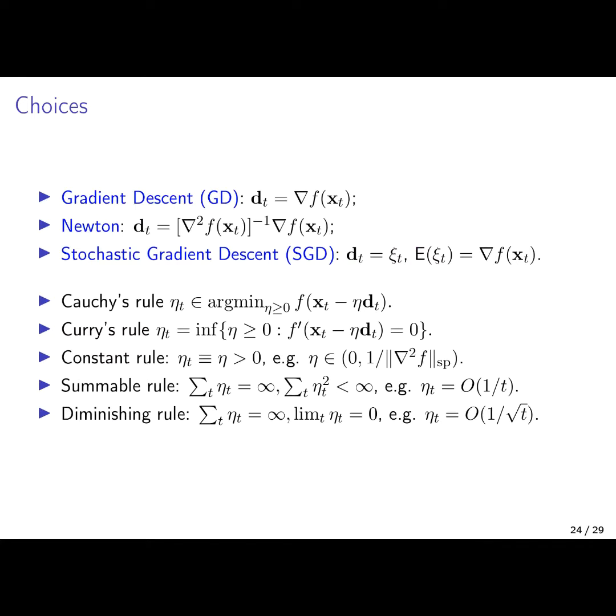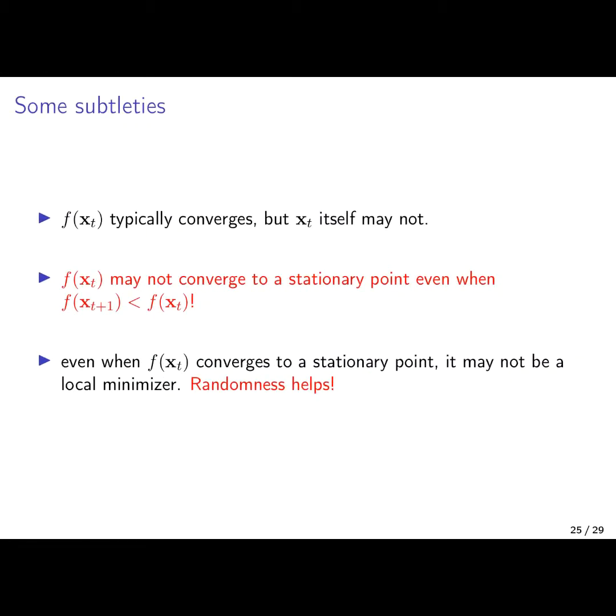Okay, there are also a variety of ways to choose the step size. So I'm not going to give you details here. Next time, we're going to analyze one or two of these rules. Okay. All right. So some subtleties about the gradient descent algorithm. We have examples in the notes, so you can actually check. So the function value f of x_t typically will converge under very mild assumptions. But the iterate x_t itself may or may not converge. Okay, and the good news is now we actually have techniques, under very mild conditions, to show x_t will also converge.